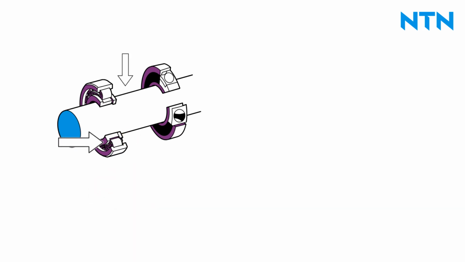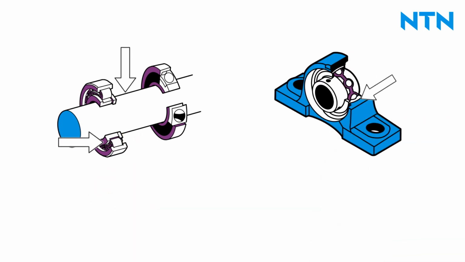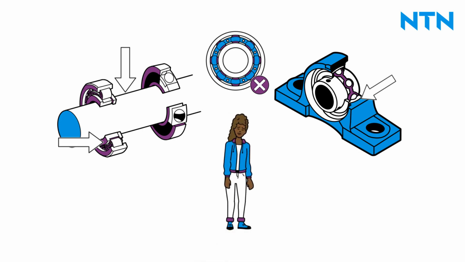Whether there is relative movement between the inner ring and shaft and between the housing and outer ring depends on the choice of fit. If the wrong fit is chosen, bearing damage can also occur. That's really annoying, says Nina.